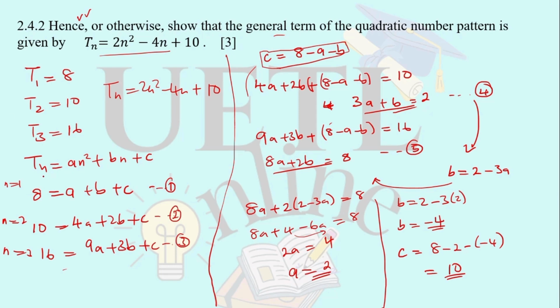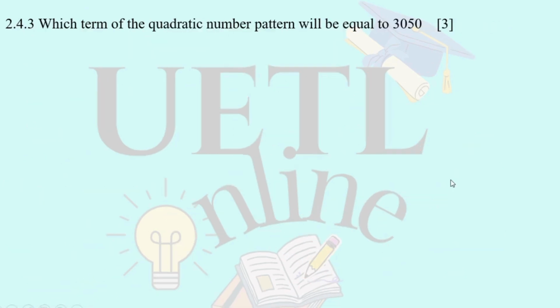Okay, substituting to our equation here, we're going to get Tn is equals to, A is equals to 2, n squared plus, and B is equals to, here it's minus, right? So minus 4, n plus C is equals to 10. Okay, so this will be our solution, as easy as that. Okay, so let's go on and see the last part of the question. Our last question is saying, which term of the quadratic number pattern will be equal to 3050?